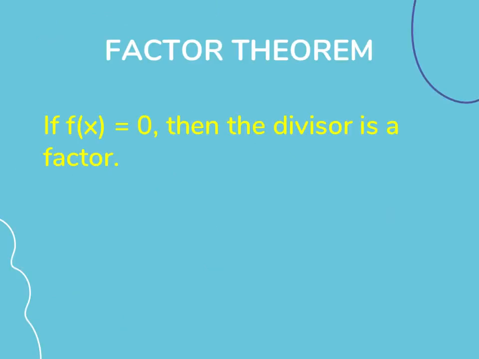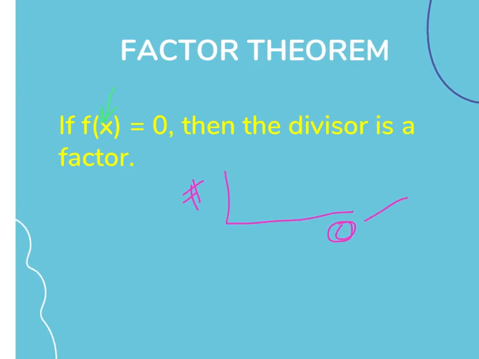So a reminder, we already talked about this last week, that the factor theorem says that if f of x equals 0, then the divisor is a factor. So if I take whatever my x is and I plug it in, or I use synthetic to put it on the outside and I divide, and this answer here is 0, then the remainder is 0, and I know whatever I divided by is a factor.